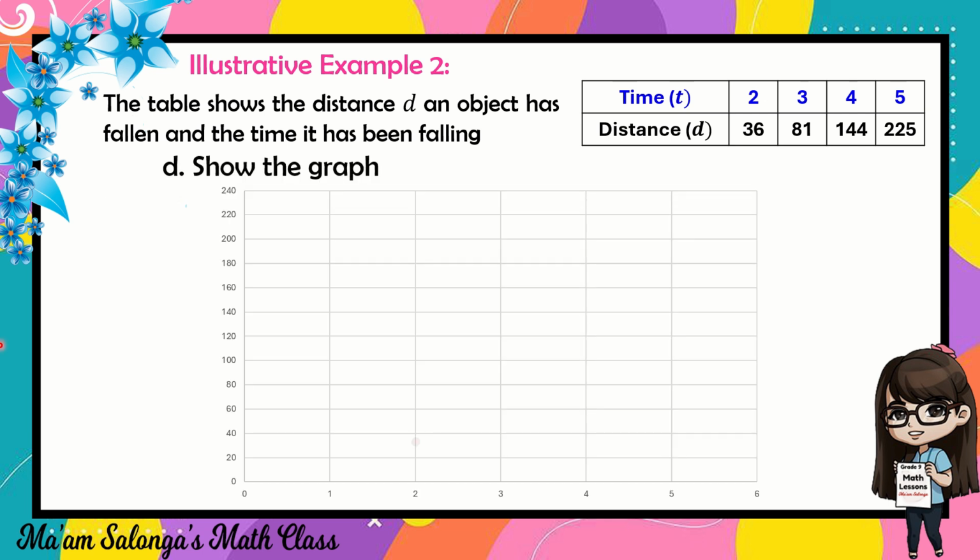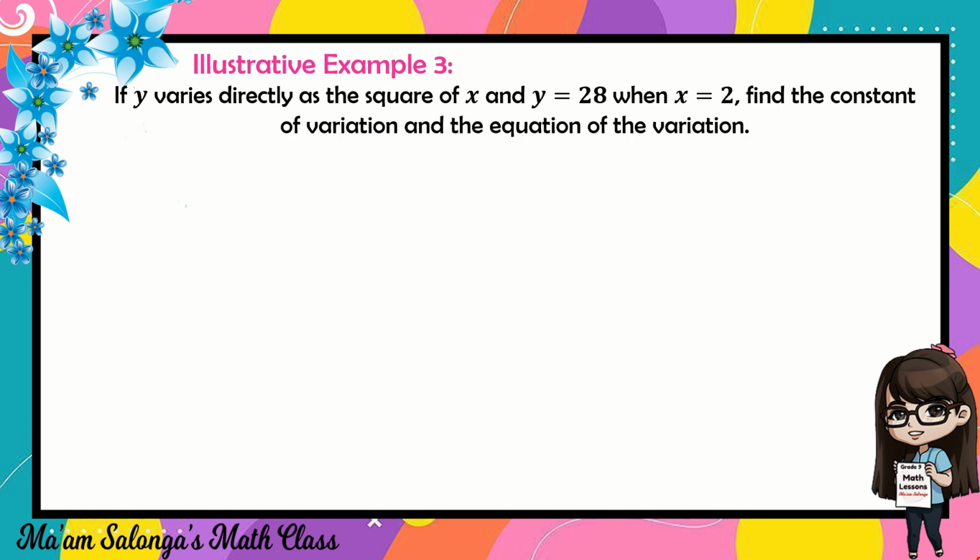So, una, we have 2, 36 banda dito. Then, 3, 81. Ayan, banda siya dyan. Next, 4, 144. And 5, 225. So, manggagaling siya kay 0. Yan. Siya pa din ay curve na parang half ng isang parabola. Now, let's go to illustrative example number 3.